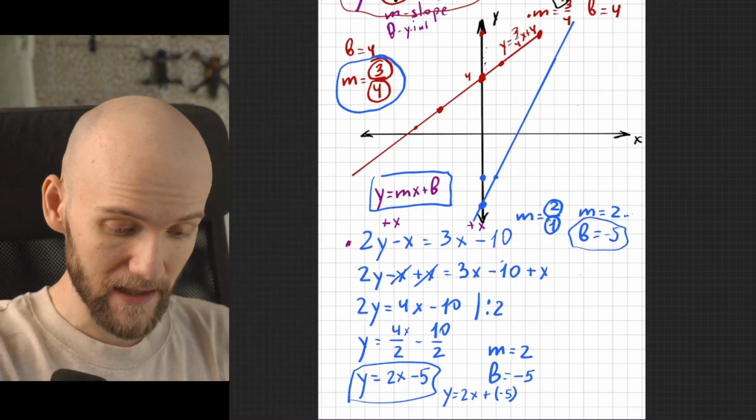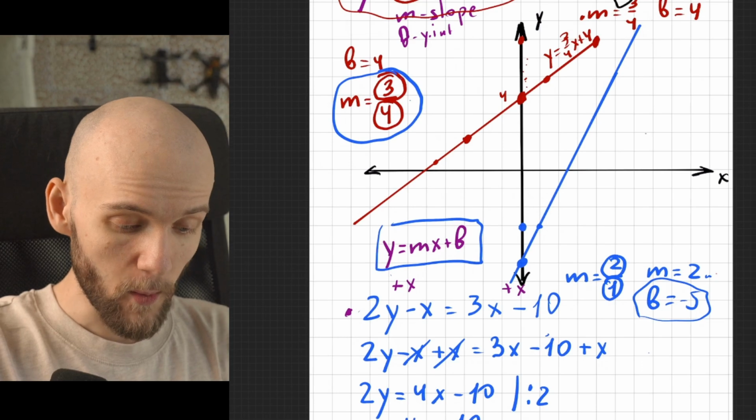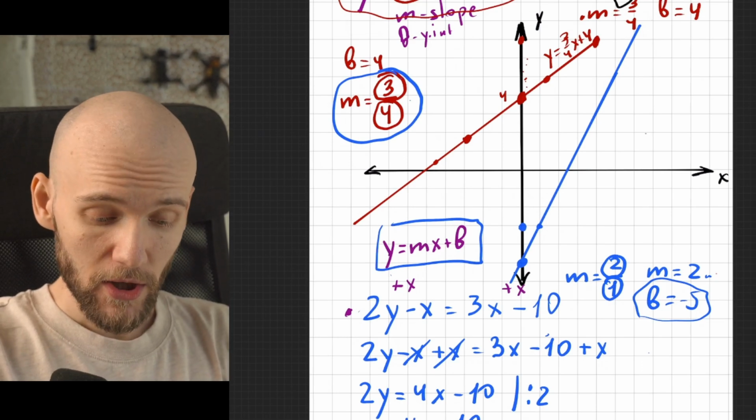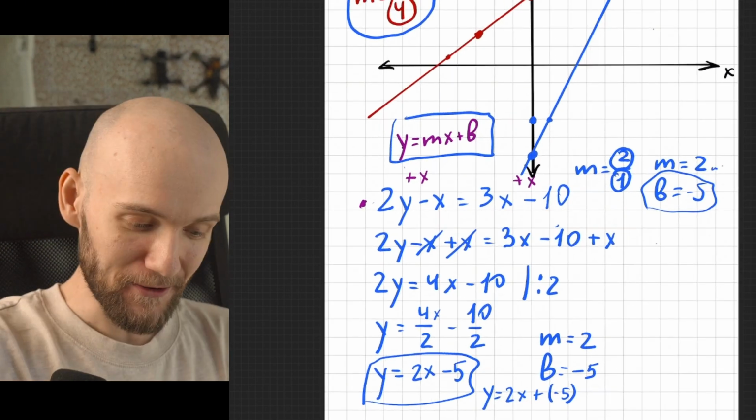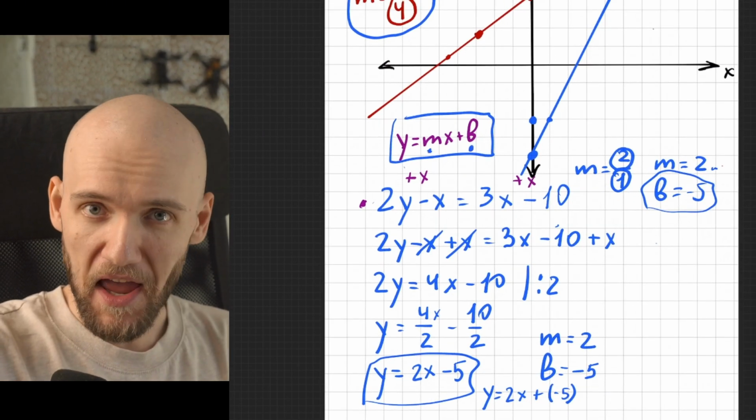So whenever you see something more complicated than the form y equals mx plus b, you just do your best to make sure that your equation gets to that form, you find your m, you find your b, and then just go with it.